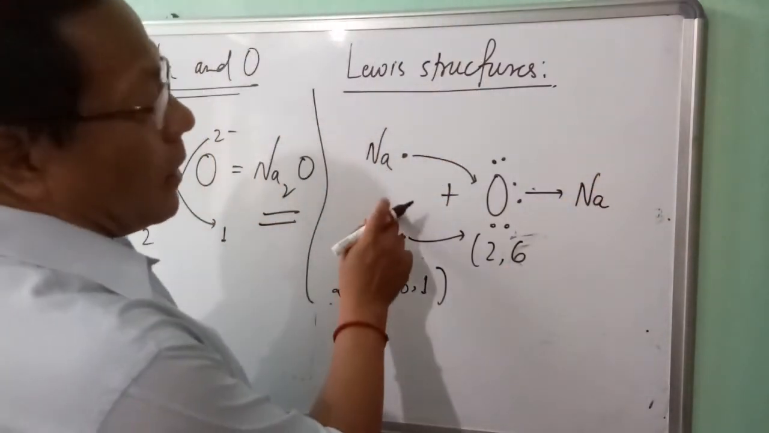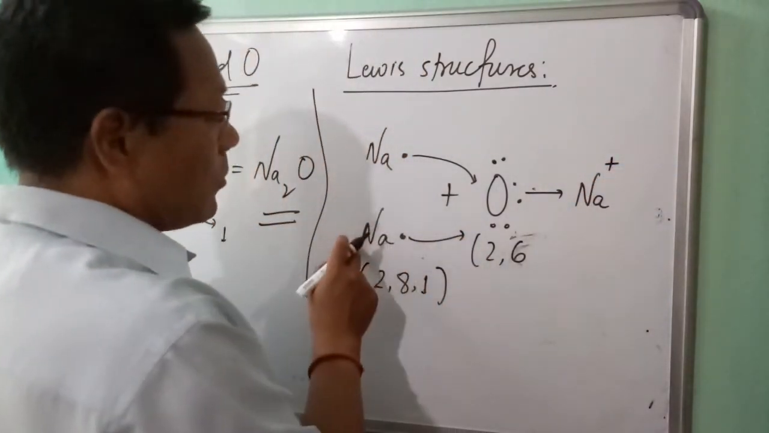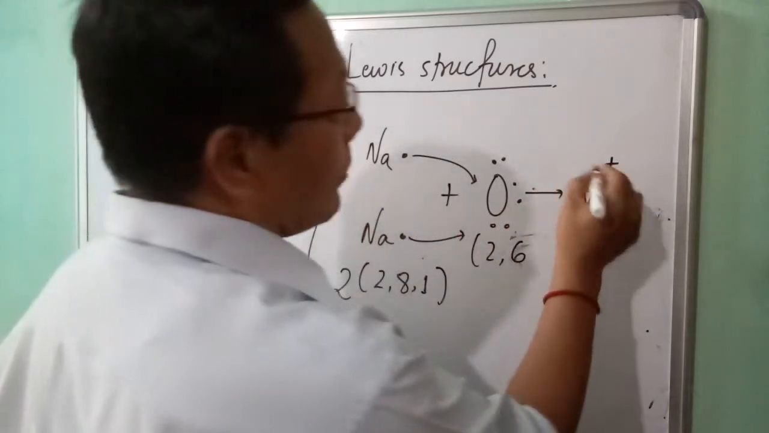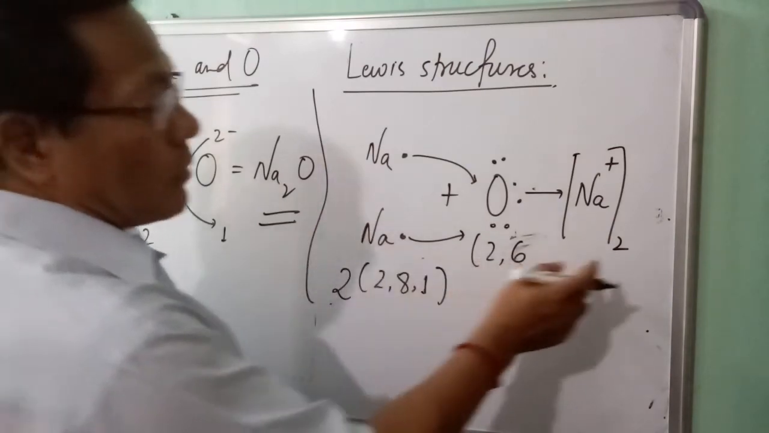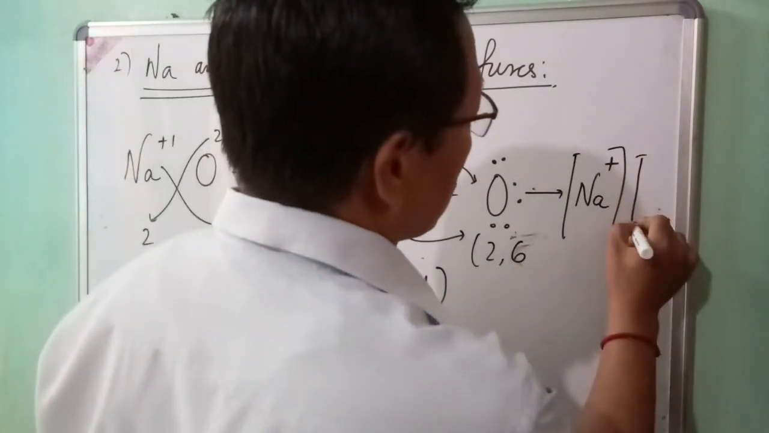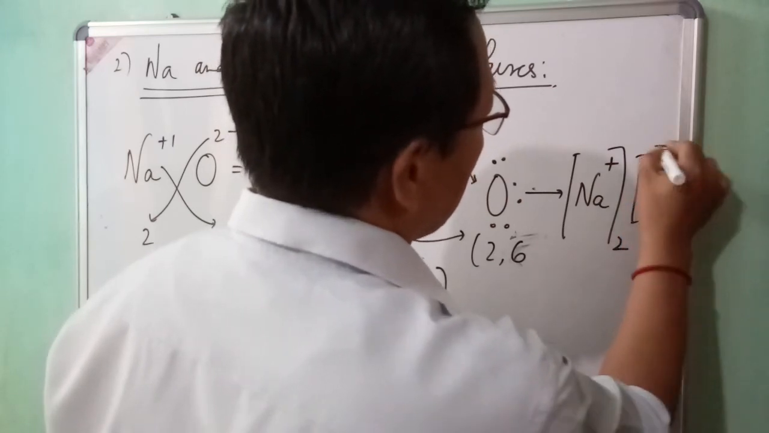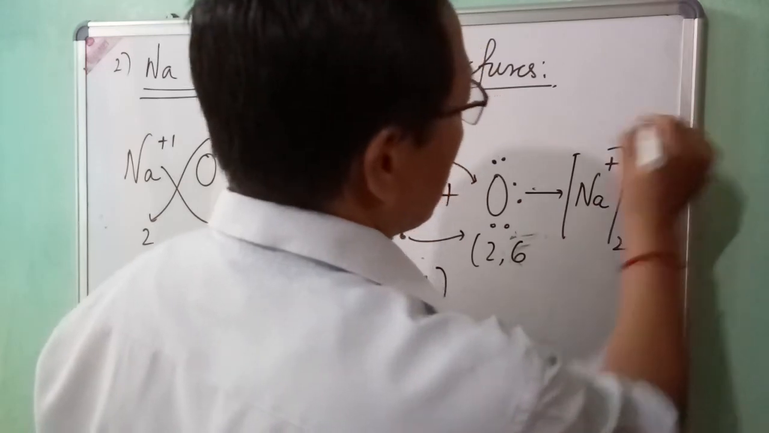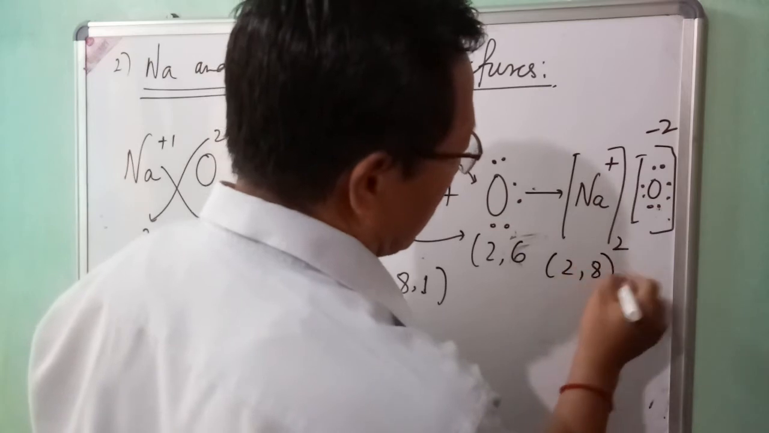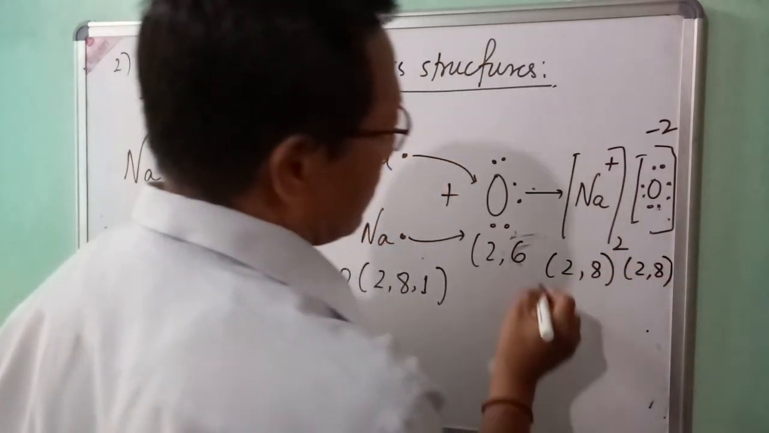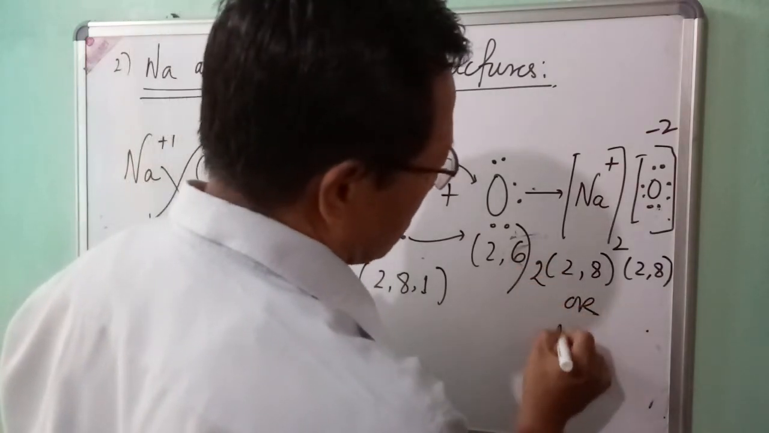The sodium, having lost an electron, will carry 1 positive charge. How many sodium atoms will form ions? Sodium atoms lose electrons, so they will form 2 sodium ions. And this oxygen gains 2 electrons, so it will carry 2 negative charge. Then they will get the stable noble gas configuration of neon. So the formula of sodium oxide is Na2O.